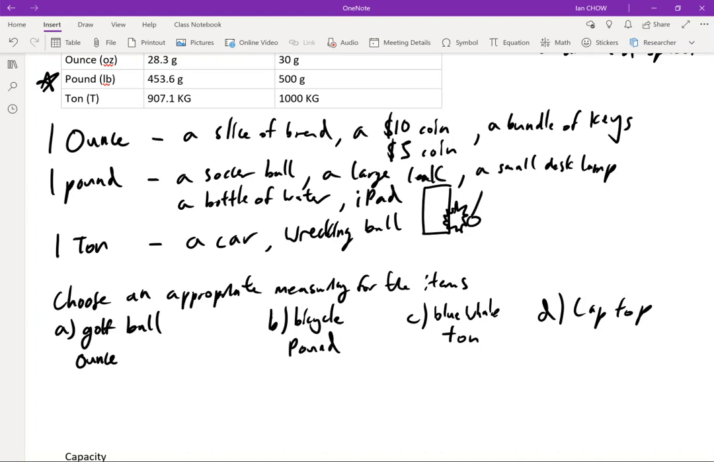50,000 to 150,000 kilograms. That's how heavy a blue whale is. That's super heavy. So blue whale, definitely using tons. Laptop is going to be in pounds. You're not going to measure your laptop in grams, but even the lightest laptop, I would say, is at least a pound.